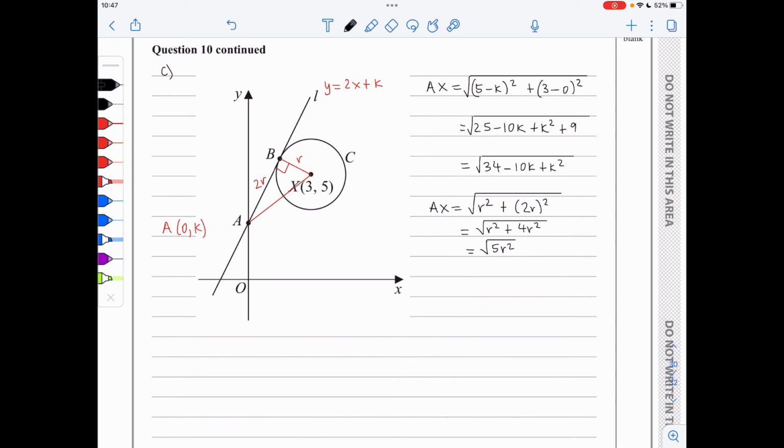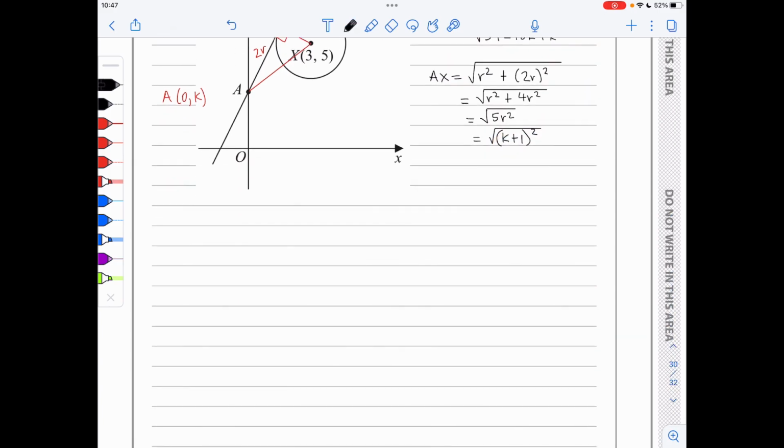And now I could proceed in combining the results we obtained from the previous part. We have already established that 5r² is (k + 1)². So I can now simply equate these two expressions because they both correspond to the same distance, AX. So we've got that the root of (k + 1)² is equal to the square root of 34 - 10k + k². We've got square root on either side of the equation, so they can cancel out. I will expand the (k + 1)² to give me k² + 2k + 1. This is equal to 34 - 10k + k². Obviously the k² cancel out, and I'm left with 12k = 33. So k is 33/12, which simplifies to 11/4.